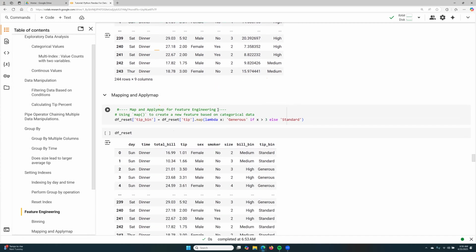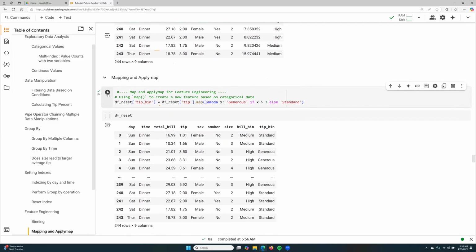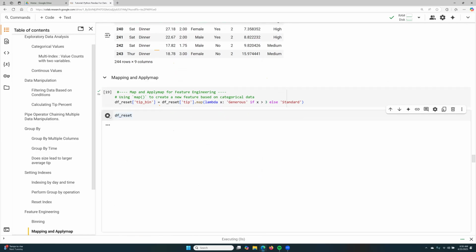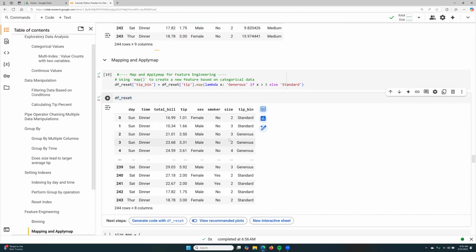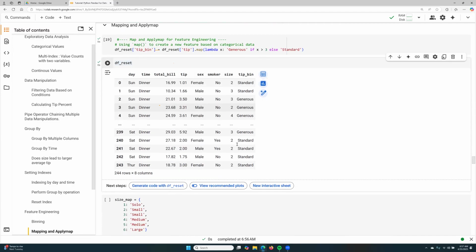So you apply a map. Okay, so I do this map lambda x: generous if x is greater than 3 for the tip, else standard. Generous, standard. It's all greater than 3 is generous.